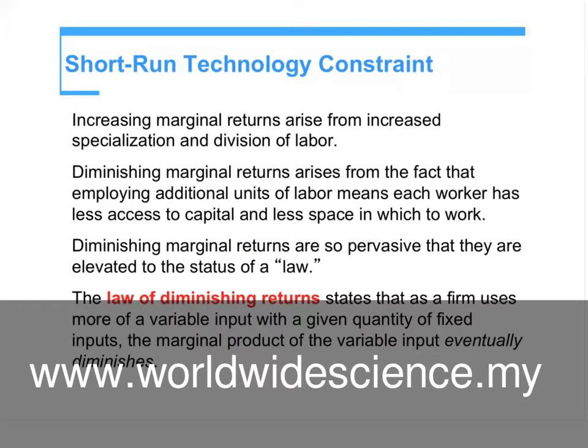So diminishing marginal returns are so pervasive that they are elevated to the status of law. The law of diminishing marginal returns states that as a firm uses more of a variable input with a given quantity of fixed input, the marginal product of the variable input eventually diminishes. So the same concept. It's actually explaining the same fact. As we increase the variable input, which is our labor, the marginal product will decrease. The increase in output will decrease, meaning we will have less increase than we had in the beginning. So let's say if we had an increase of 4, for the next level we'll have 3, then 2, and it will just go down.